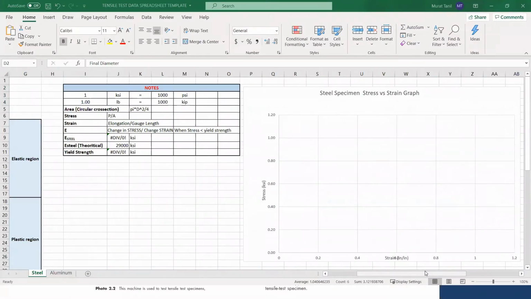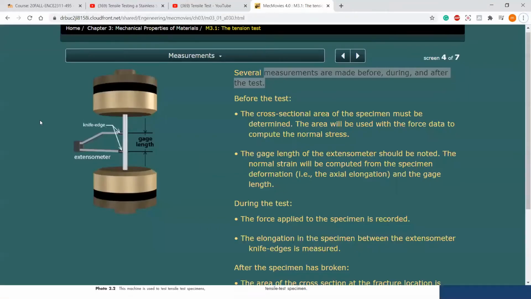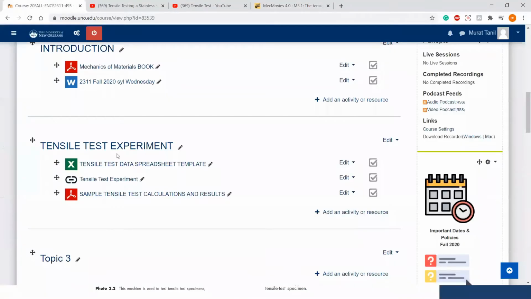Okay, so if you go to your Moodle, first I want to get confirmation from one of you. If you can tell me that you have this tensile test data spreadsheet template and sample tensile test calculation and results. Can you guys confirm? Yeah, we have that. Yes, we do.